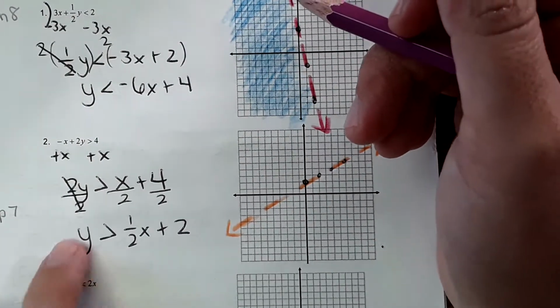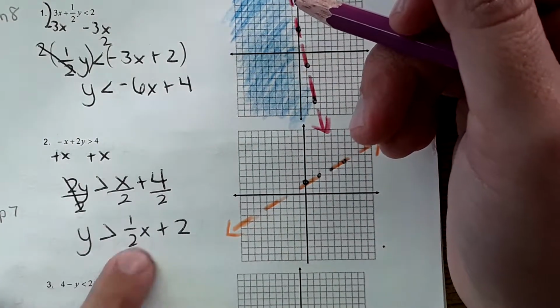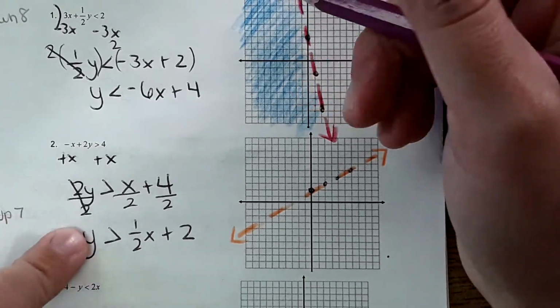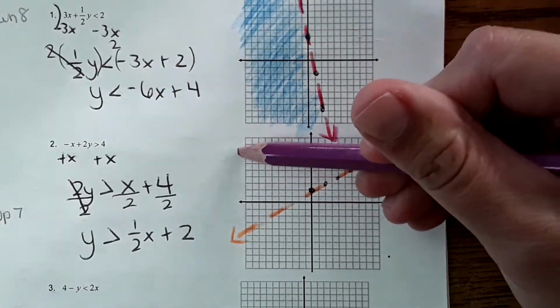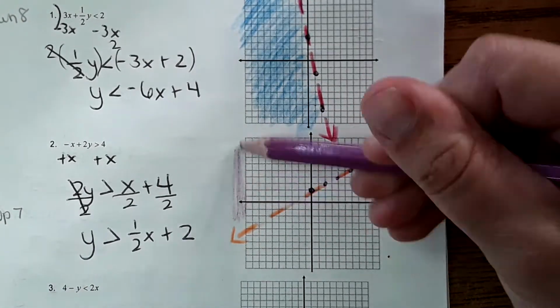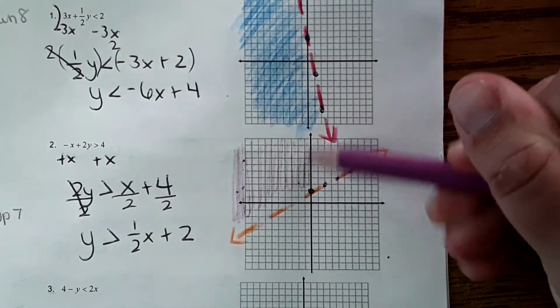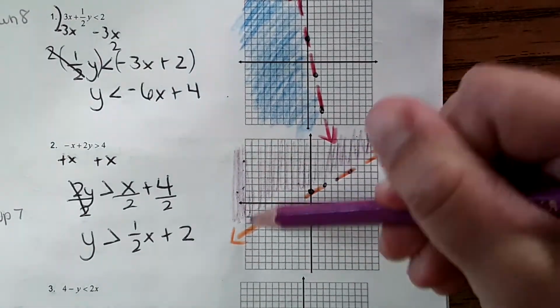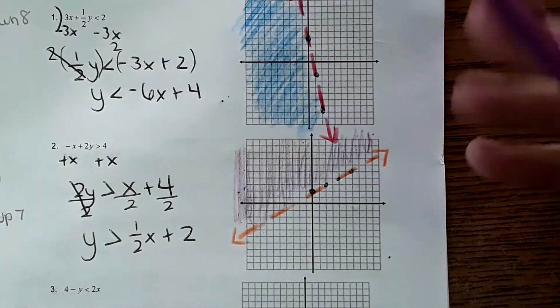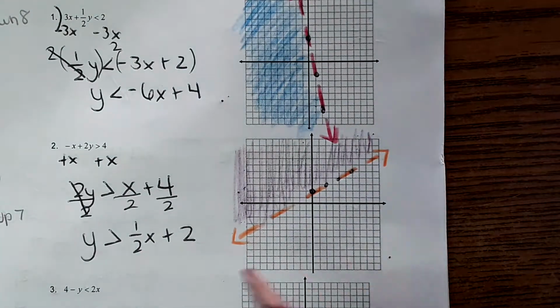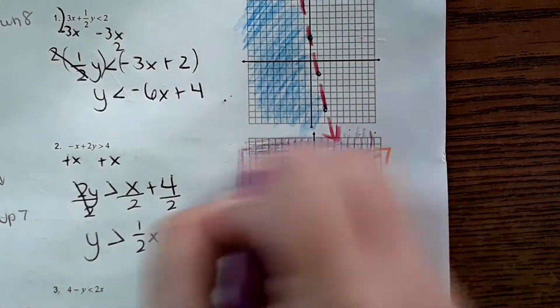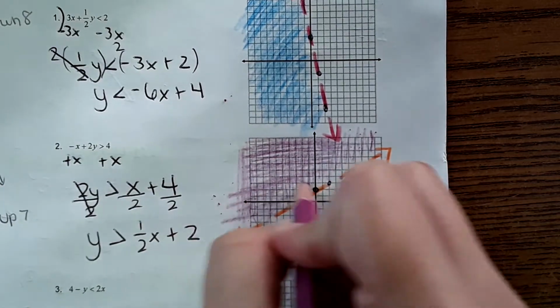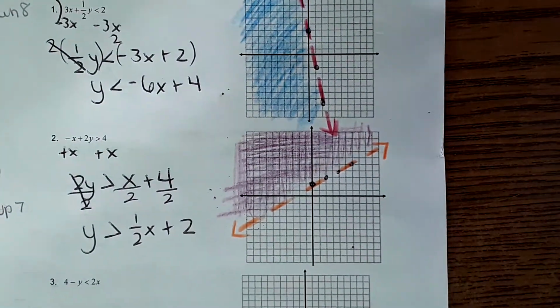And then y is greater than 1/2 x plus 2. So by saying it like that, y is greater than, I know it's going to be the numbers above, greater. So then we can shade in all this. Oh, it's hard to see that. Let me shade over it. Okay, next.